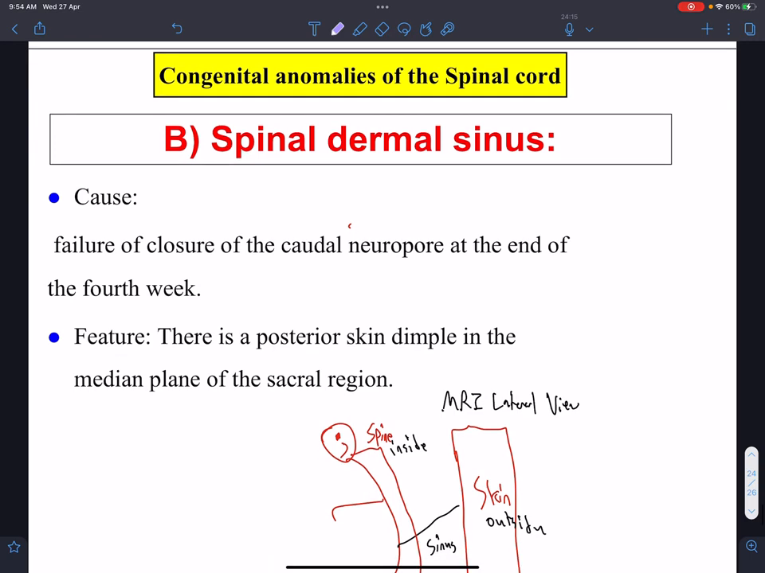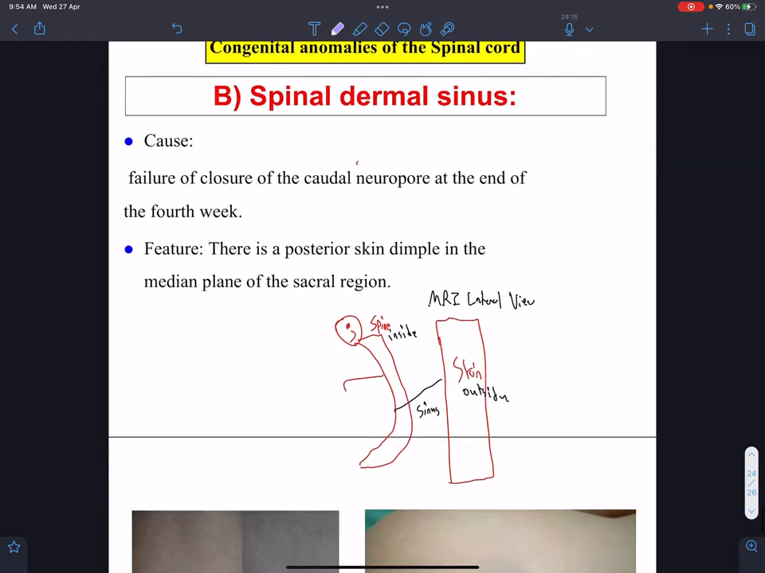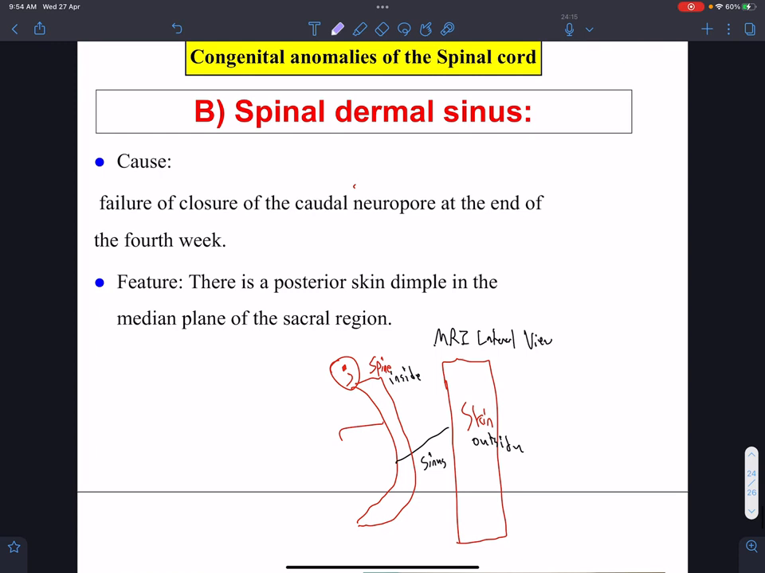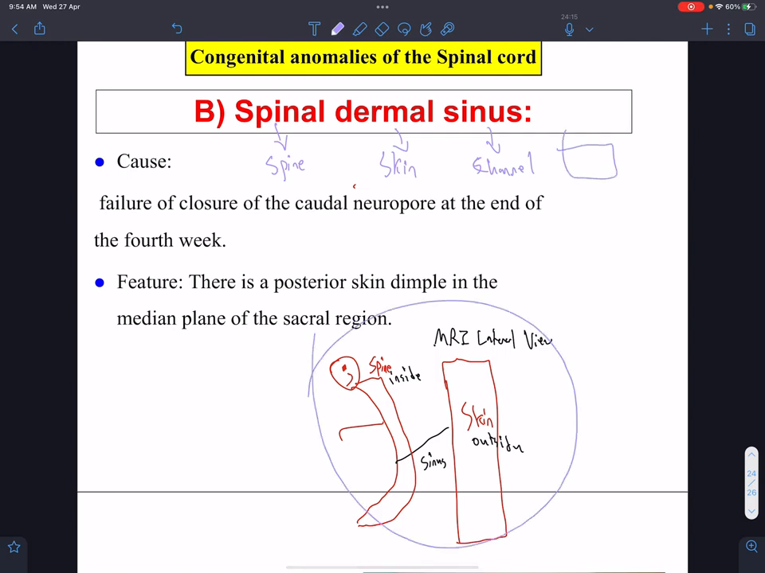The last anomaly of the spinal cord is the spinal dermal sinus. Spinal means spine, spinal cord. Dermal means skin. Sinus means a channel, a narrow channel like this, like the picture we will see. Now, spinal dermal sinus, I'll just explain it once and inshallah you'll never forget it. You'll get the reason why it's called spinal dermal sinus.